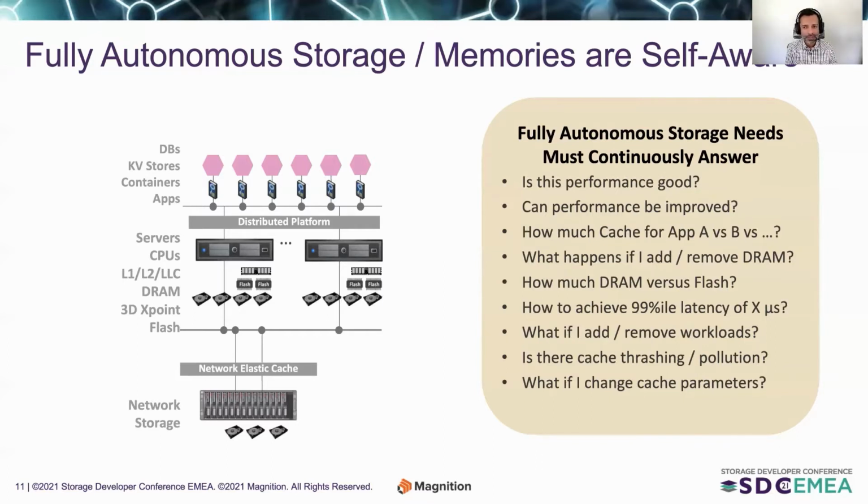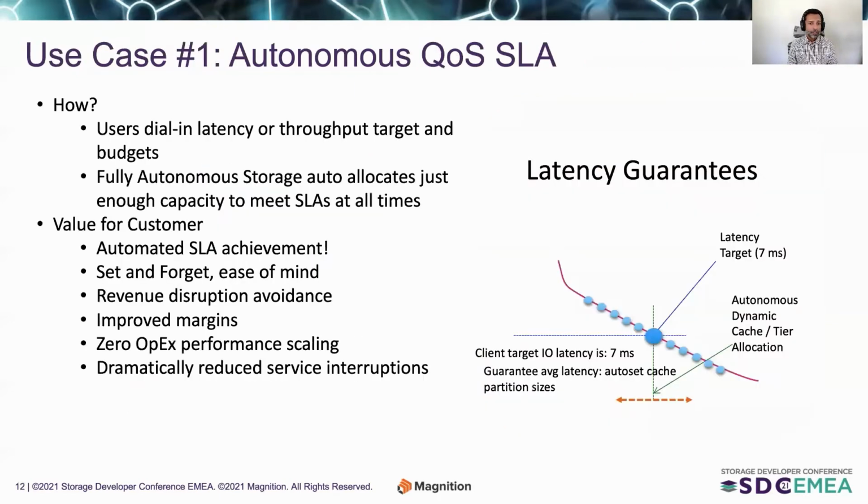So these are the classes of technical low-level questions that a self-aware autonomous system needs to be able to continuously answer. And if we're able to do some of those things, what are the types of use cases that we could offer? I just picked two, and I'll go through them. There are many more, and due to limitation of time, I'm focusing once again on the performance autonomy type of features and use cases.